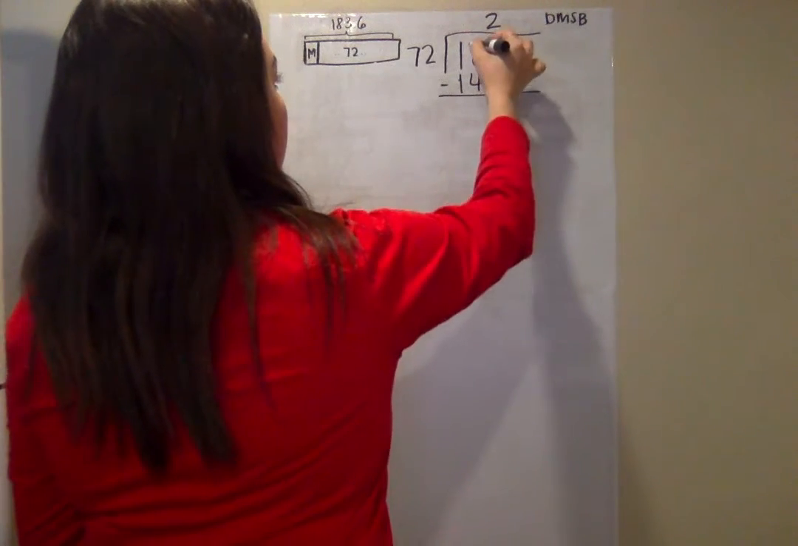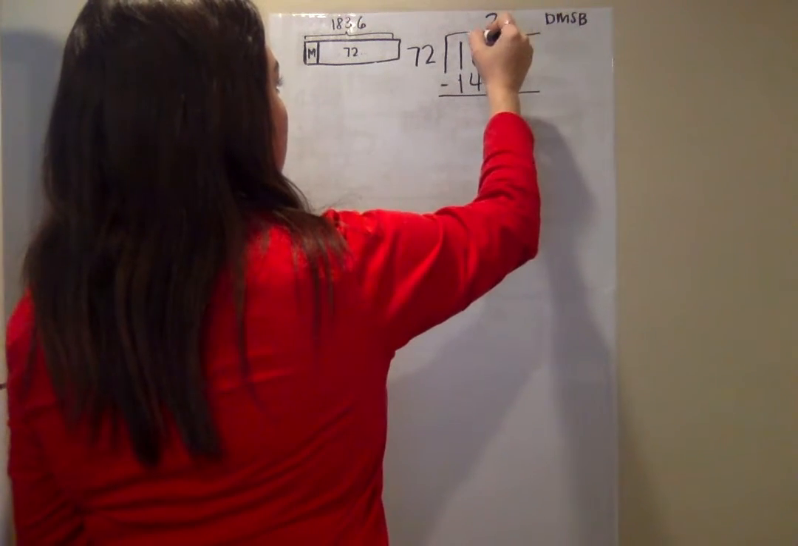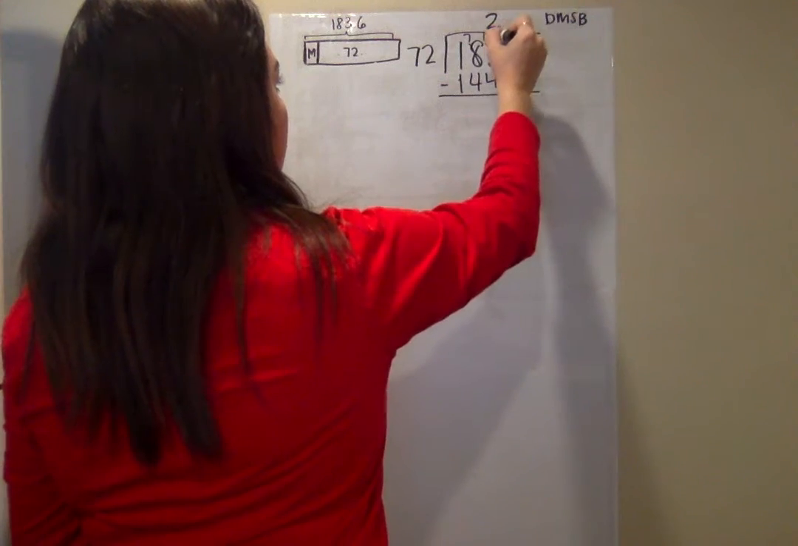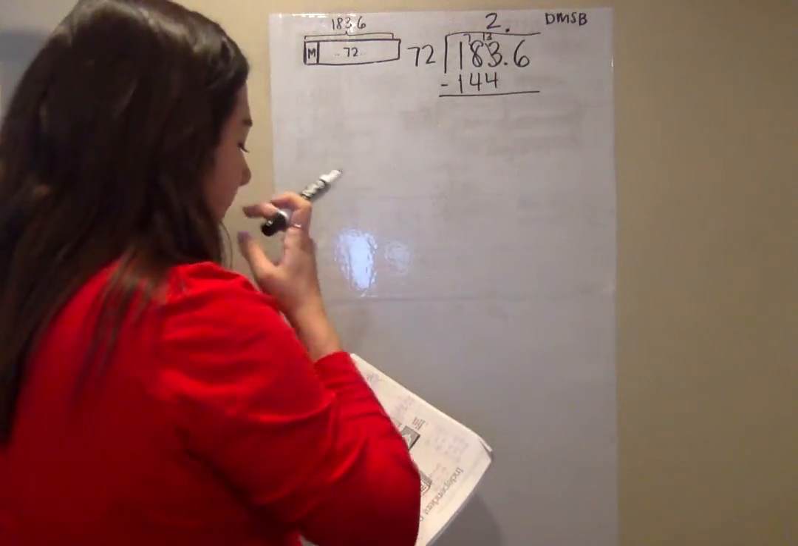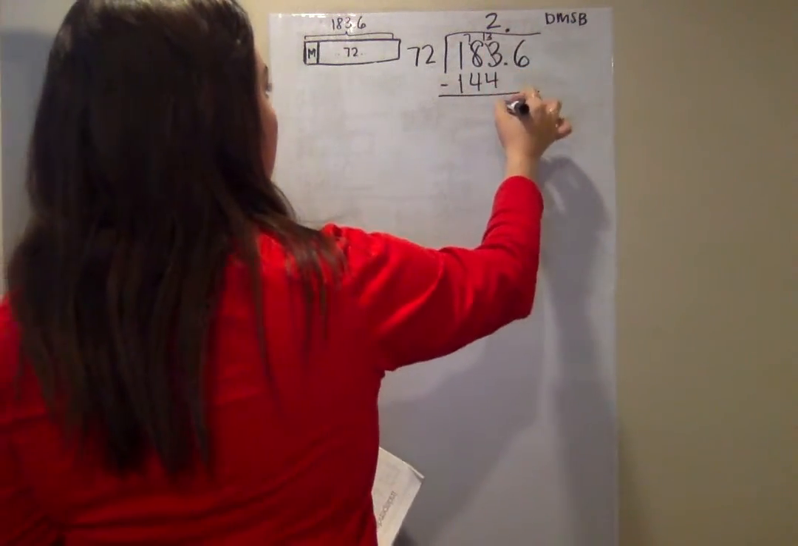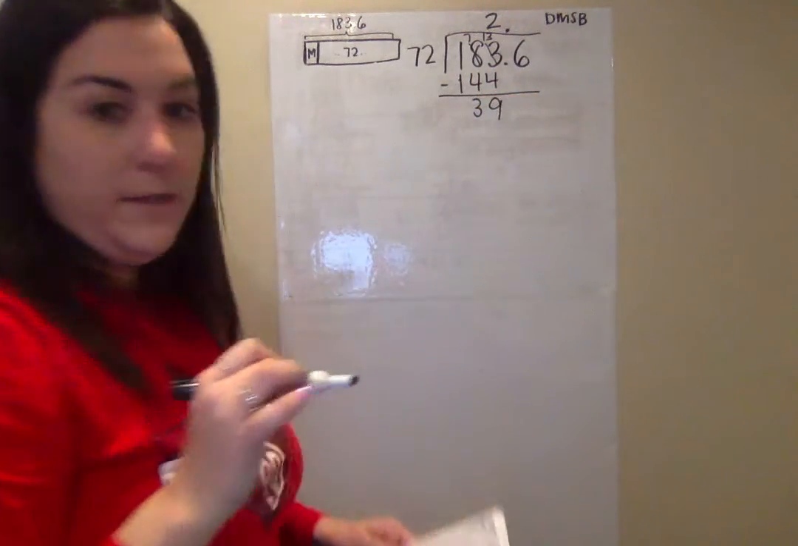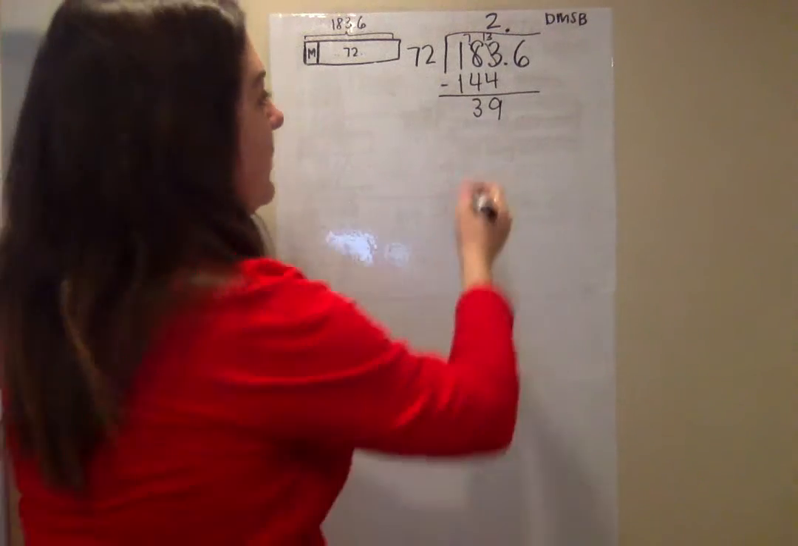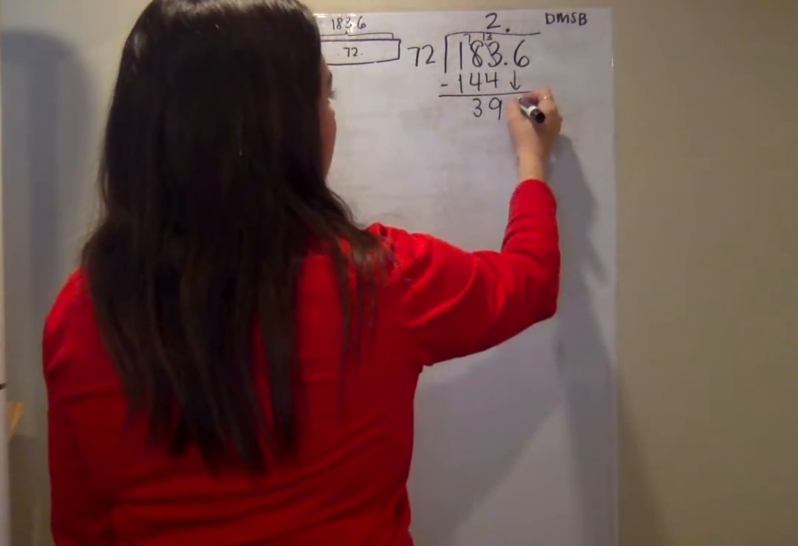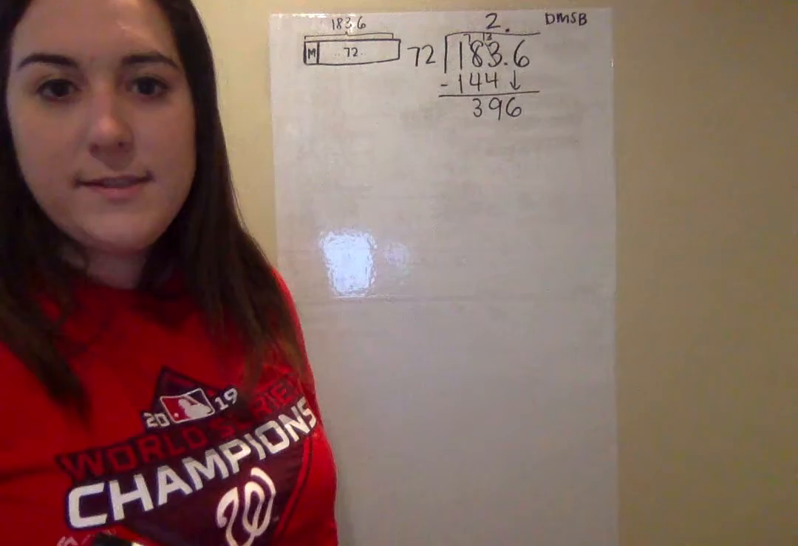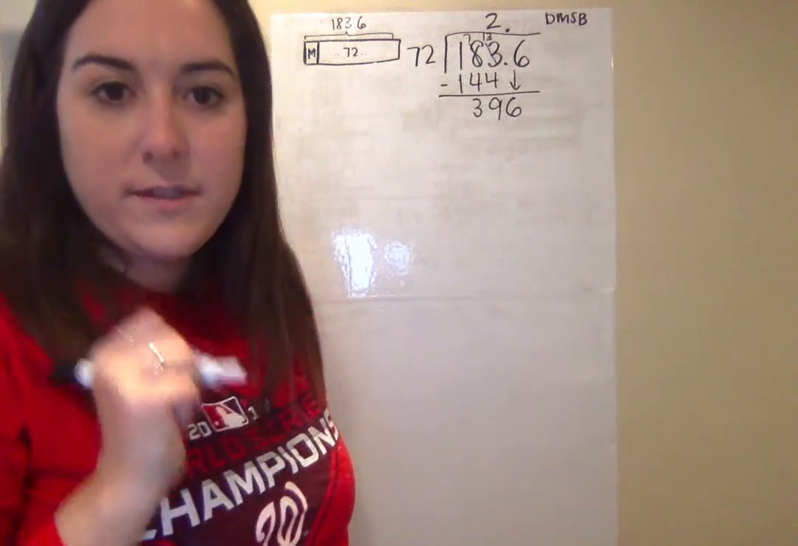I can't take 4 from 3, so I'm going to come over to the tens place, borrow from this 8. The 8 becomes a 7, and the 3 becomes a 13. All right? When I subtract 13 minus 4, I'm going to get 9. And then 7 minus 4 is 3. All right? After I finish subtracting, I know that I have to bring down my next number. So now I have 396. And now I start the division process all over again.